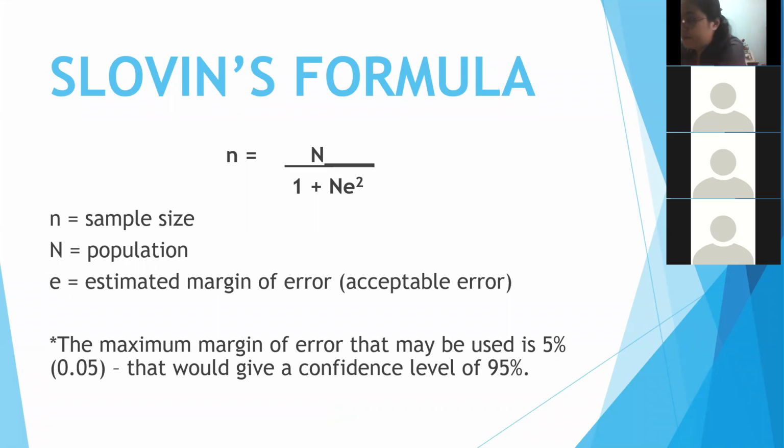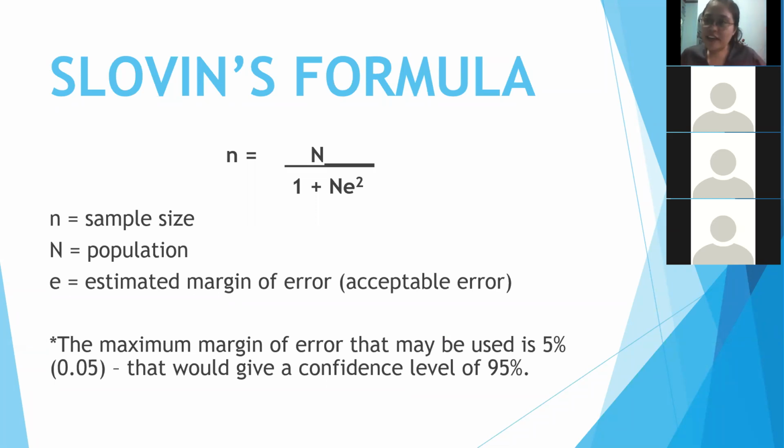Set up sa nato. Kay magsugod na ta sa atong computation. Palihog ko gawas sa mga calculator, kay lisod kaayo mag-mental math. Okay, the Slovin's formula is n equals capital letter N divided by 1 plus capital letter N times E squared. E squared na ha.